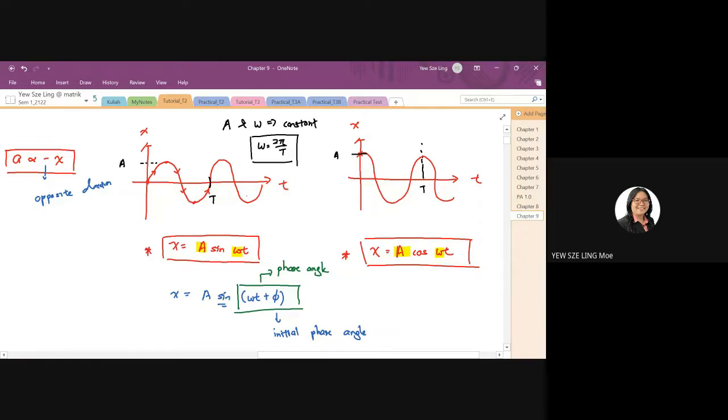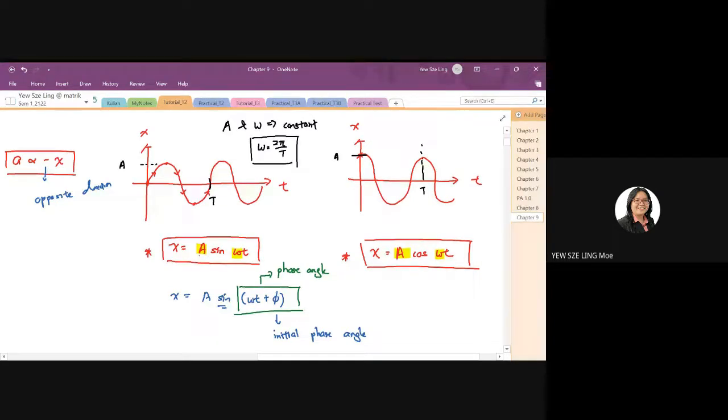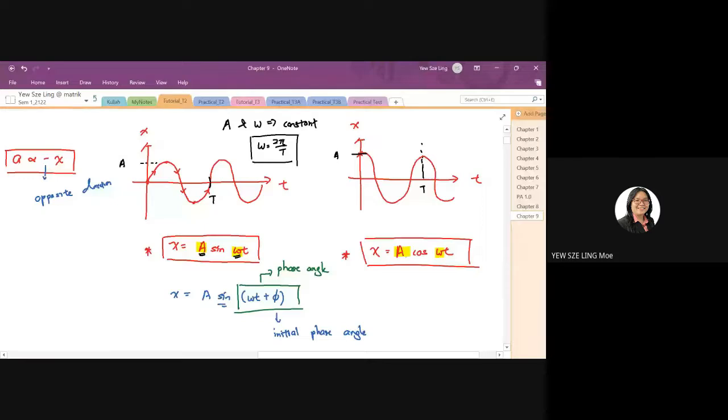So A and T are the quantities that can be obtained from the graph, and they are constant. Why is it important to know whether they are constant or not? Because if they are constant, then you need to substitute them into the equation, if the question asks you to form a general equation for the graph given. So the values of A and omega you need to add into the equation.